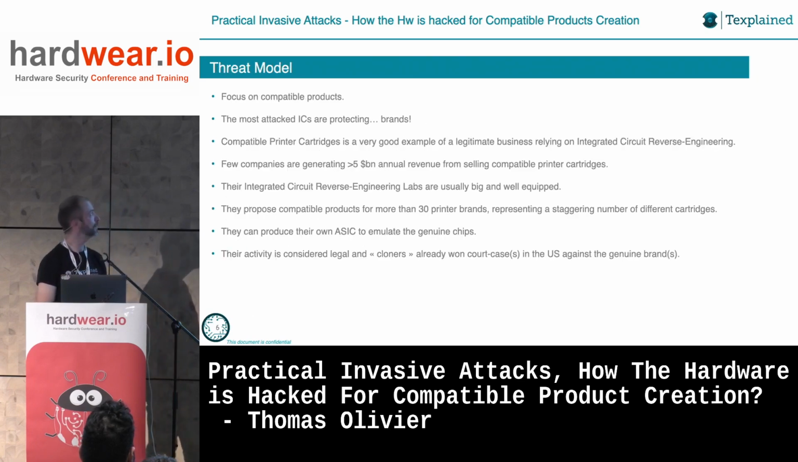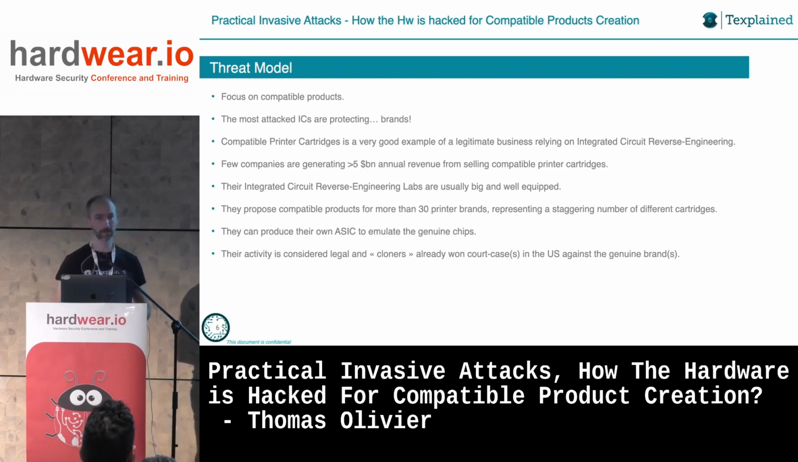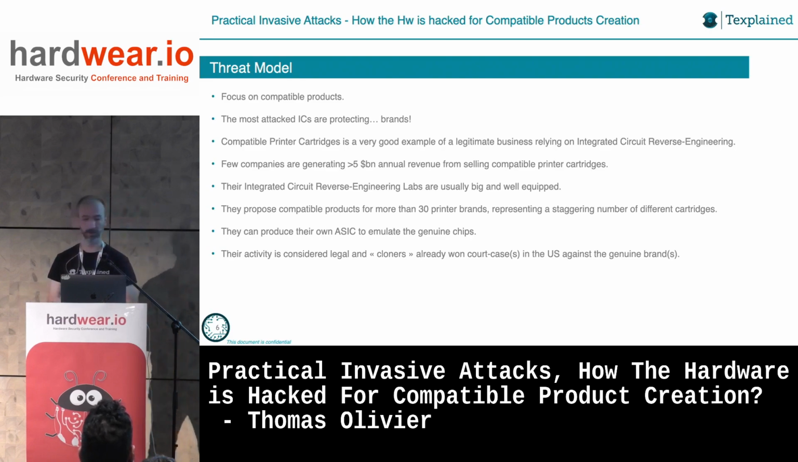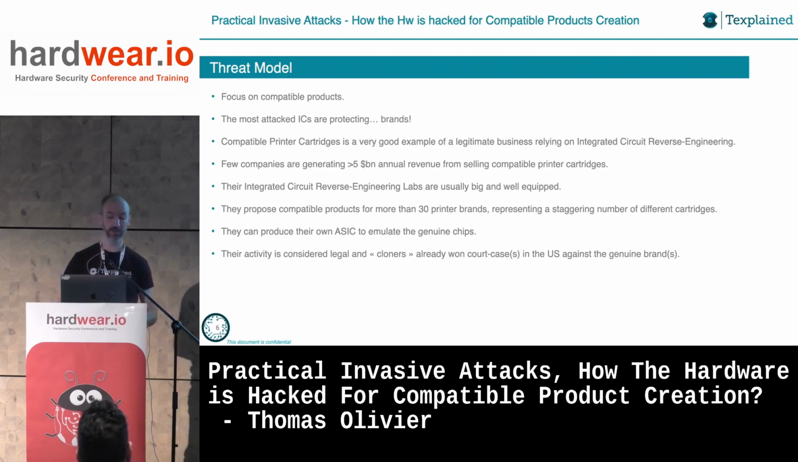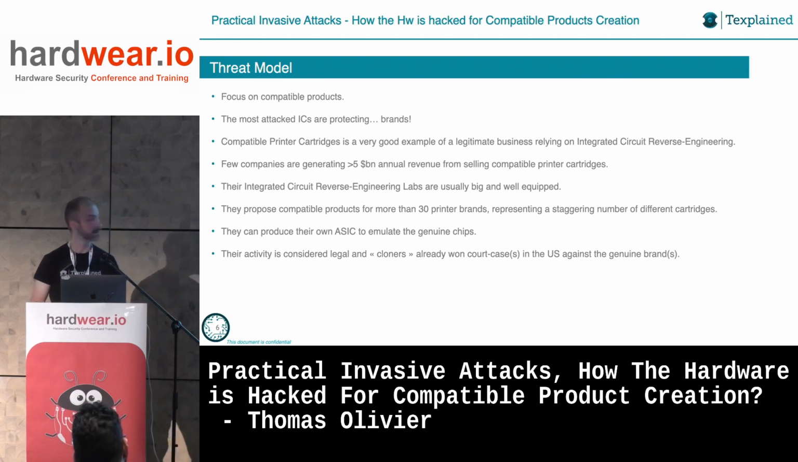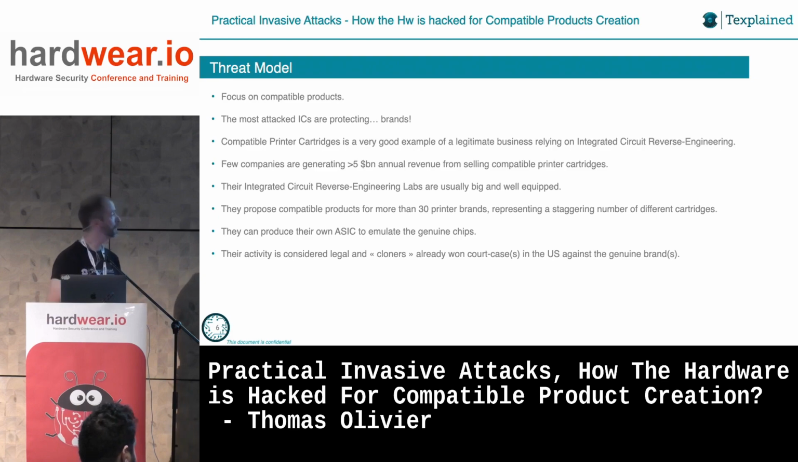Now let's see the threat model, right? So we focus on compatible products. They are protected brands, nothing other than, you know, like being able to use the right printer and the right cartridges. And the cloners, they will basically copy this, you know, in a way.